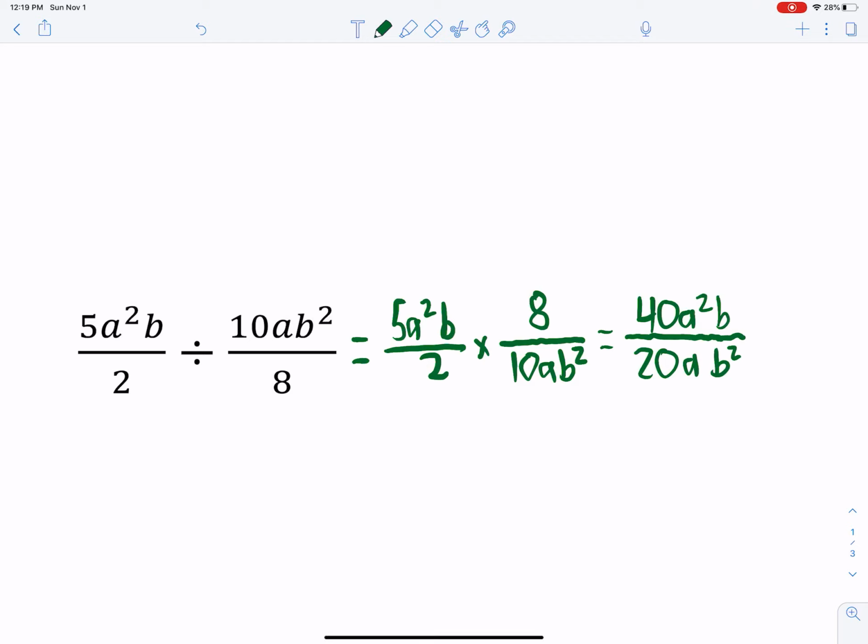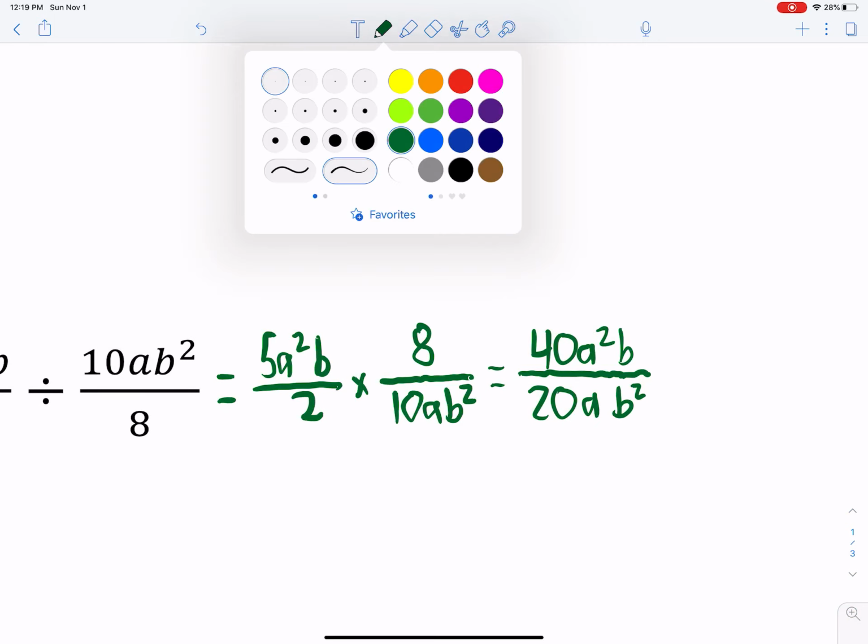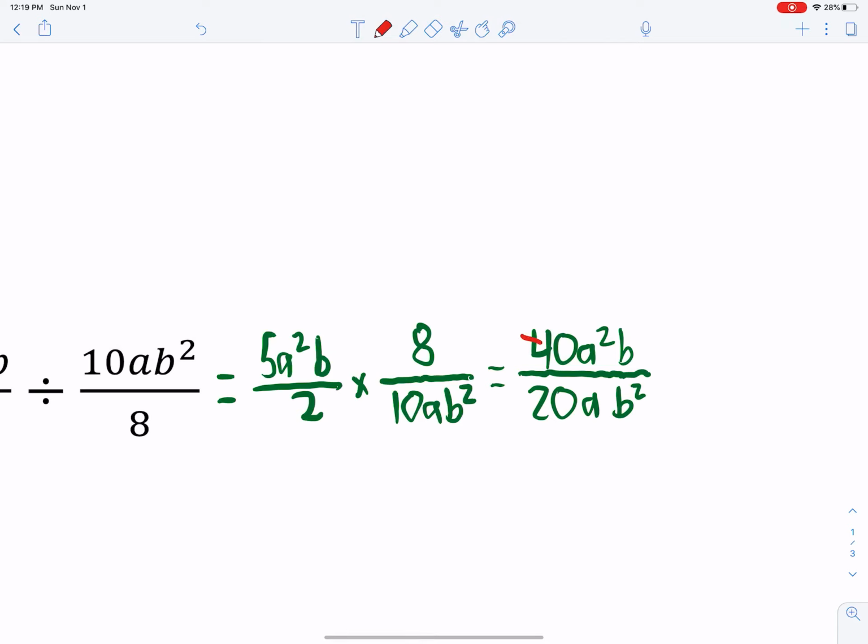So looking at reducing this one now, the top and bottom are both divisible by 20. 40 divided by 20 is 2. 20 divided by 20 is 1. Looking at the a's, the top and bottom are both divisible by a. On the bottom, a divided by a, it cancels out. On the top, a squared divided by a is just a.